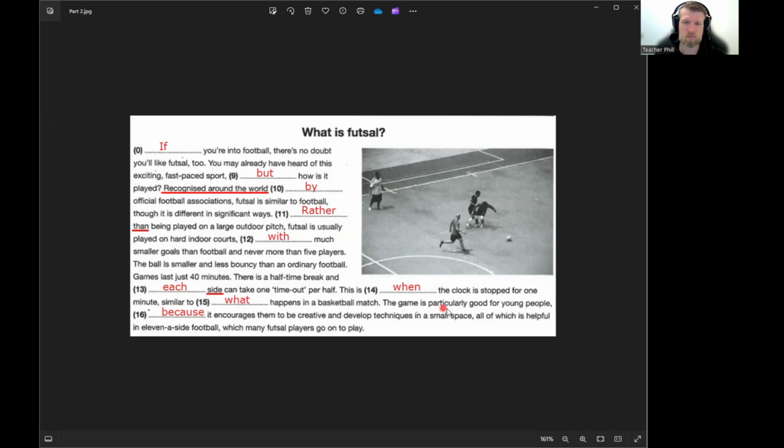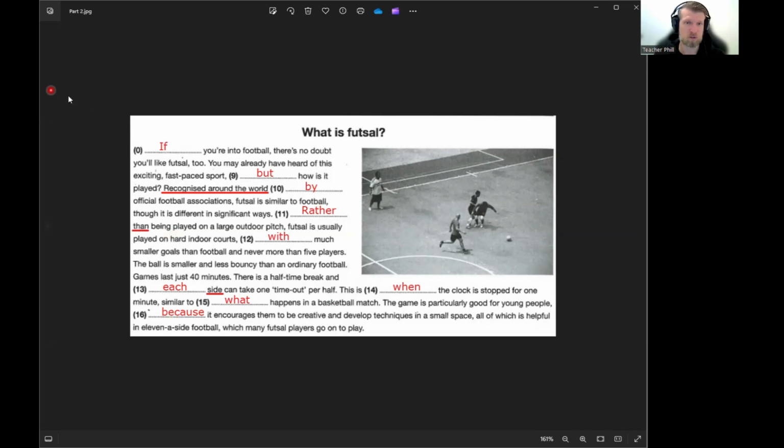And then it says the game is particularly good for young people. And I just chose because. It gives here all the reasons, and that's why I think because works. I wouldn't use anything else here. That makes sense, I guess. So these are my guesses and my reasons.